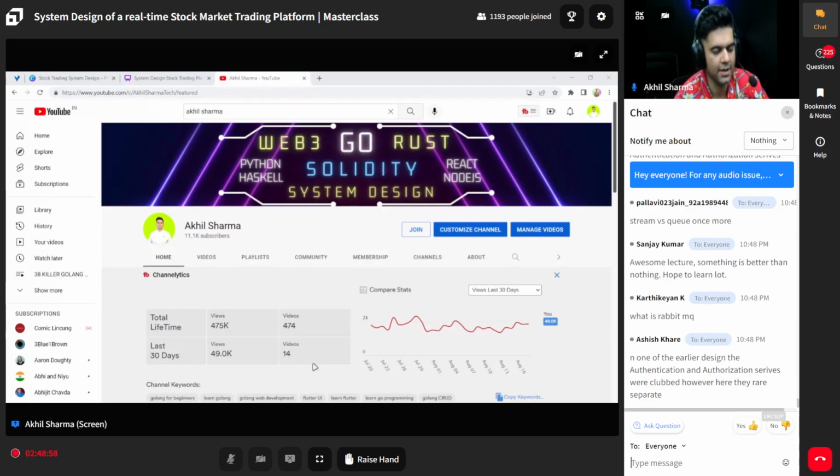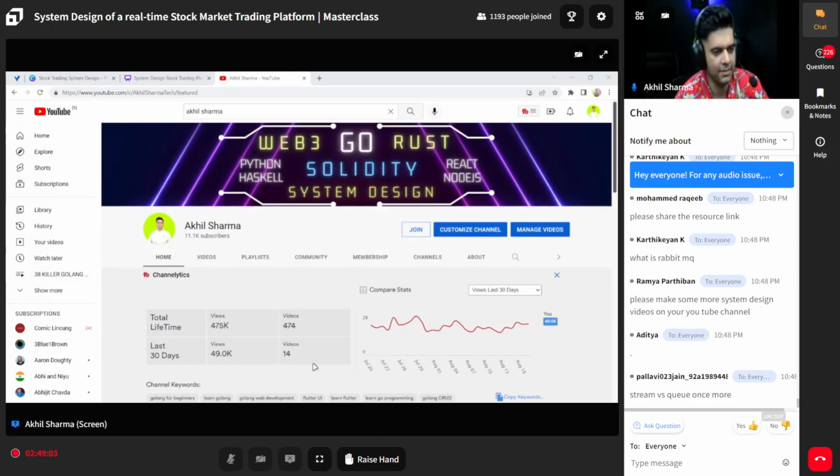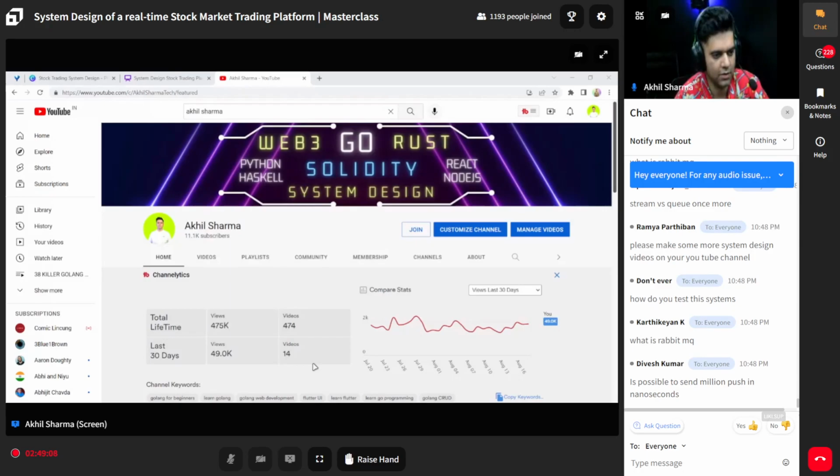Okay, so Ashutosh is saying, in the past I've made a crypto exchange and the major problem I faced was with the matching queue or matching engine. I would love it if you could address this issue in today's session, as the trading volume per second is too high. Yeah, Ashutosh, that's a great question.